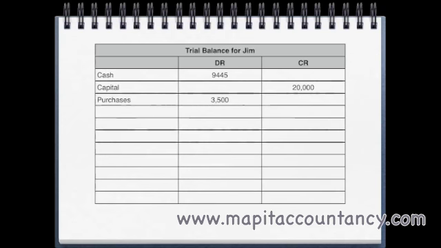For our purchases, we had a debit balance of 3,500. We had sales with 4090 of a credit. We had rent of 700 of a debit. Non-current assets with 10,000 of a debit. Drawings 500 of a debit. Sales returns 50 of a debit. Purchase returns 80 of a credit. And discounts received 25 of a credit.